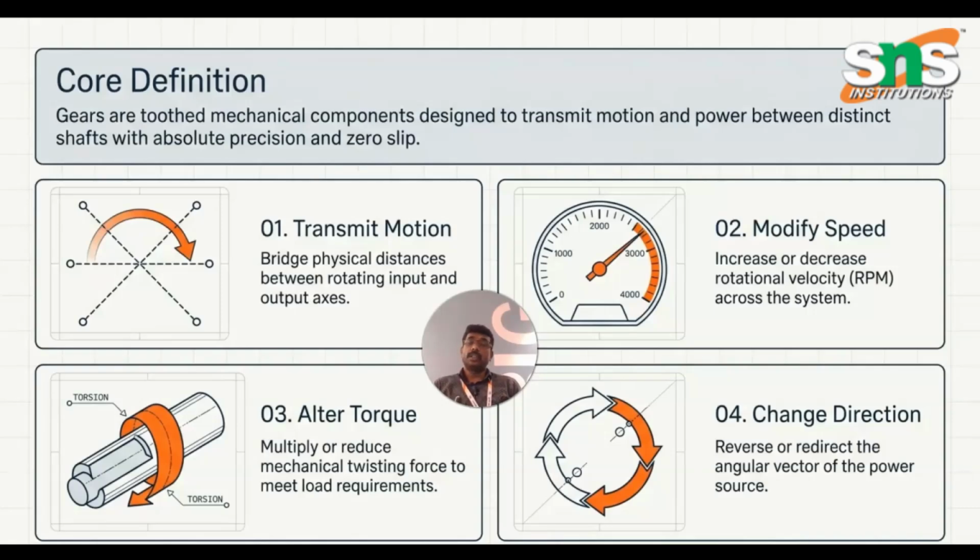And what are the gears going to do with the system? Number one, it's going to transmit the motion. It bridges the physical distance between the rotating input and output axis. Number two is modifying the speed, that is whether the transmission can be in the same speed, the reduced speed, or the maximum speed. Number three, alter torque. Torque and speed are interconnected. When you want to increase or decrease the torque, it can be done by the usage of the gear components. Number four is change direction. If you want to change the direction to the clockwise or to the anti-clockwise, it can be done by the introduction of the gears in the system.